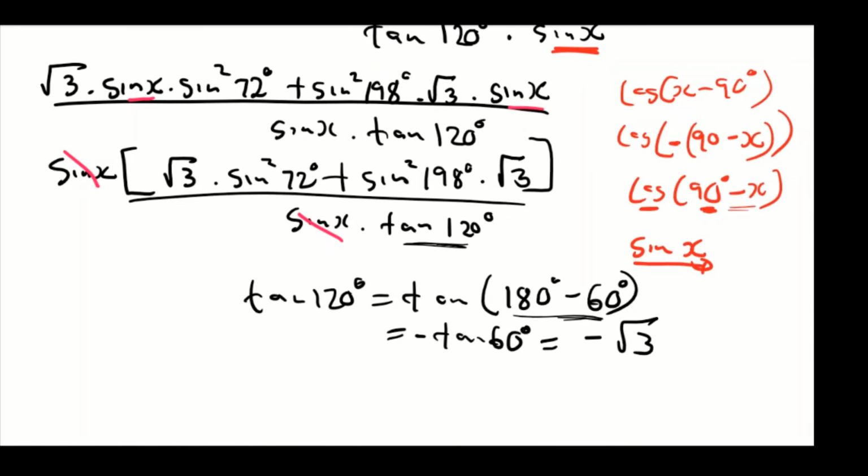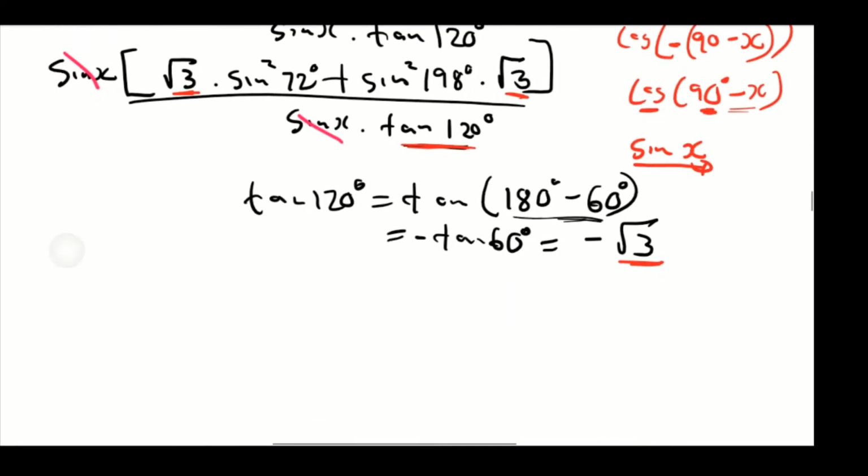So now we know that the solution of tan of 120 degrees is actually negative root of 3, right? So what we need to do now is eliminate this root of 3 because it's common in most parts of this problem, right? So we're just going to first put this root of 3 instead of tan of 120. So you're going to say root of 3 multiplied by sine squared of 72 degrees plus sine squared of 198 degrees multiplied by root of 3, right?